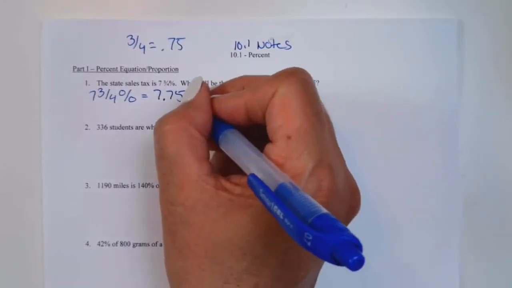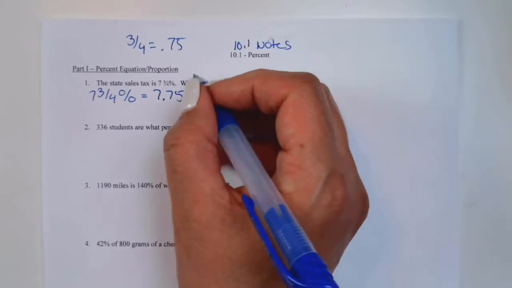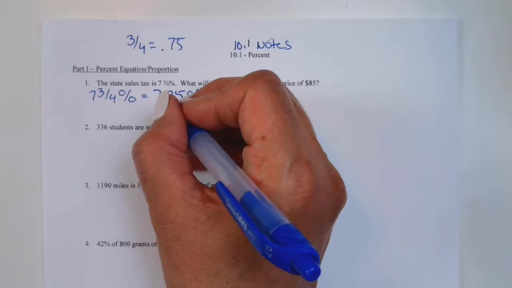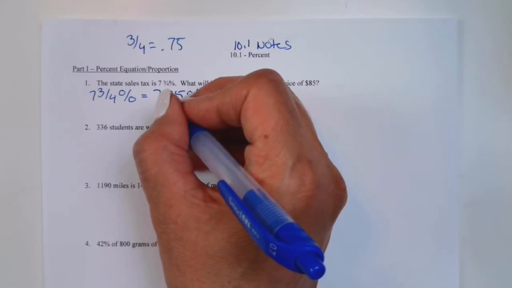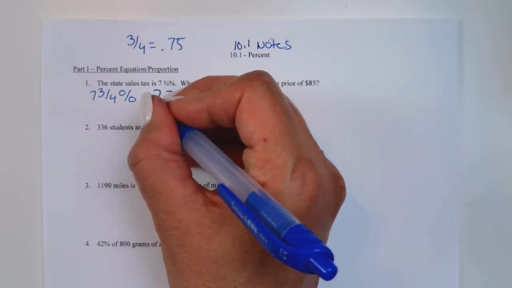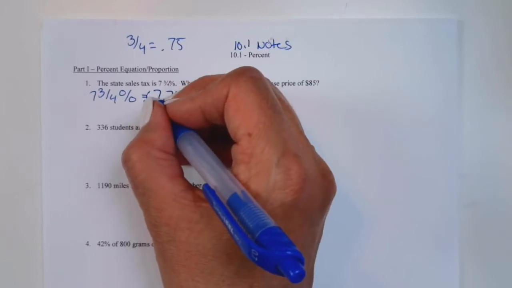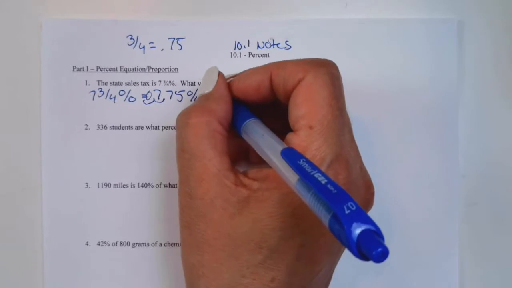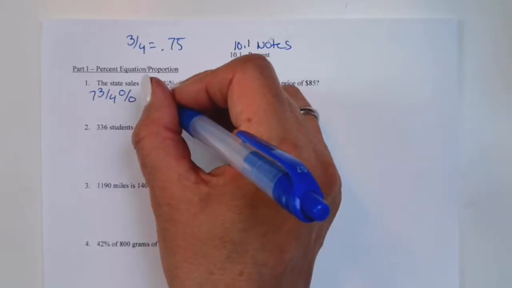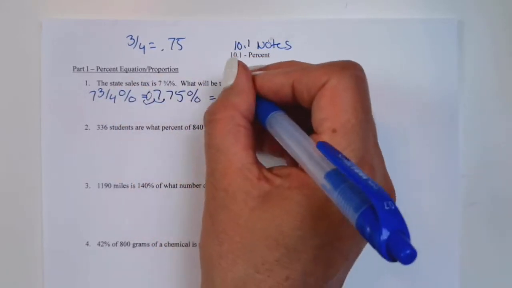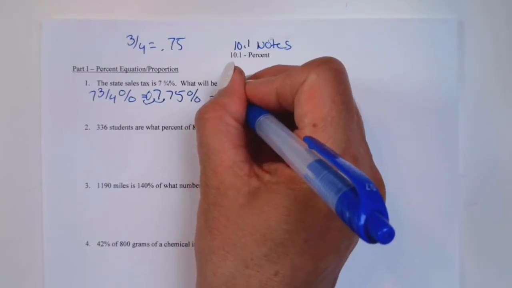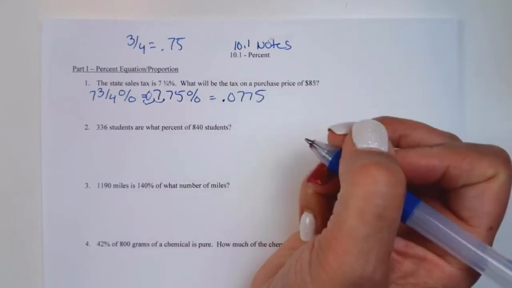So now we're going to have to divide it by 100, and that means that when we're dividing it by 100, we're moving the decimal point to the left. So we're adding a 0 here. There's two zeros on 100, so we're moving the decimal point 2 to the left. So 0.0775.